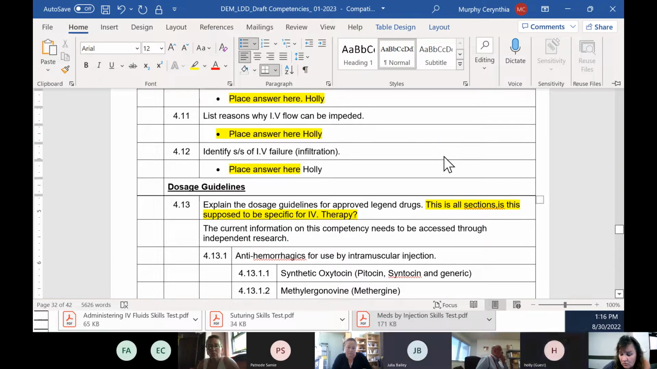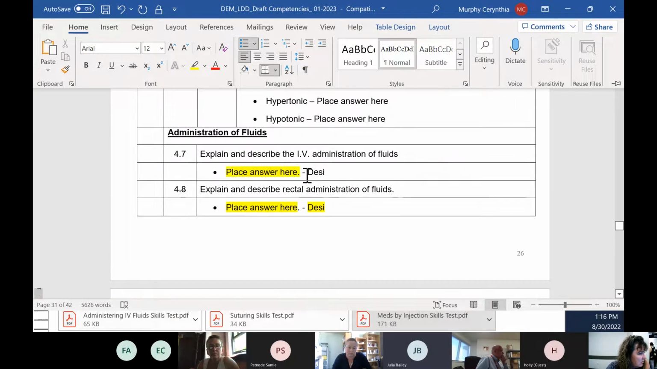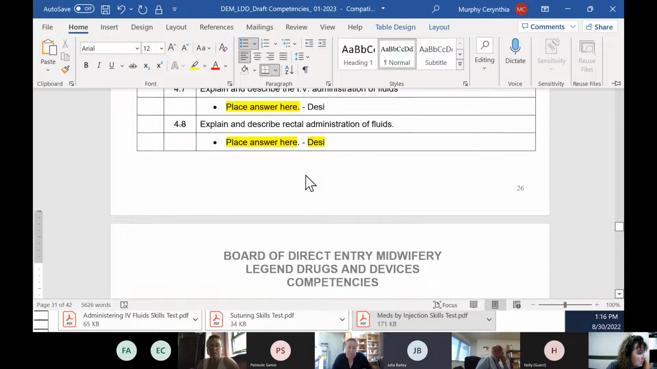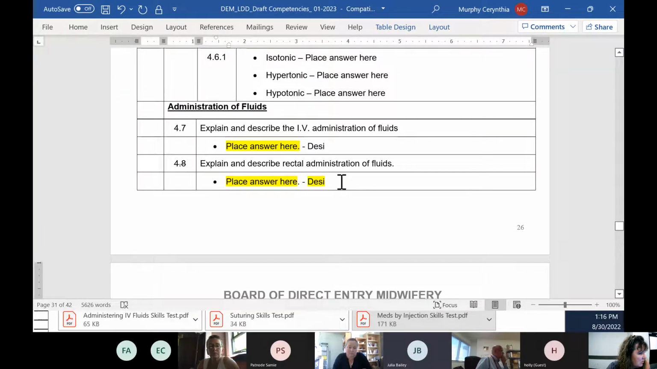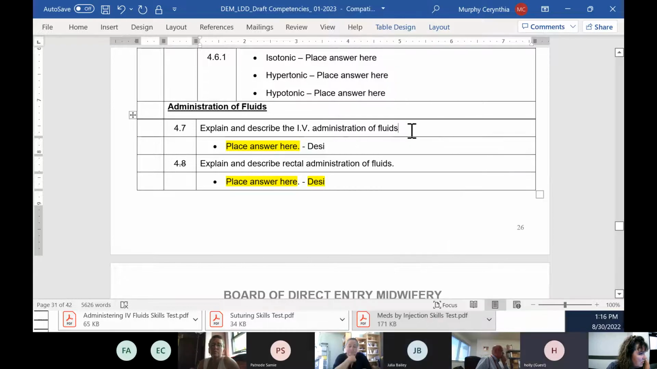So maybe under administration of fluids, we could have 4.8 be about administration of IV fluids for shock and 4.9 could be for GBS prophylaxis. Yeah, that's what I'm thinking. Okay, so say it again? So 4.8, explain and describe the procedure of administration of IV fluids for shock.